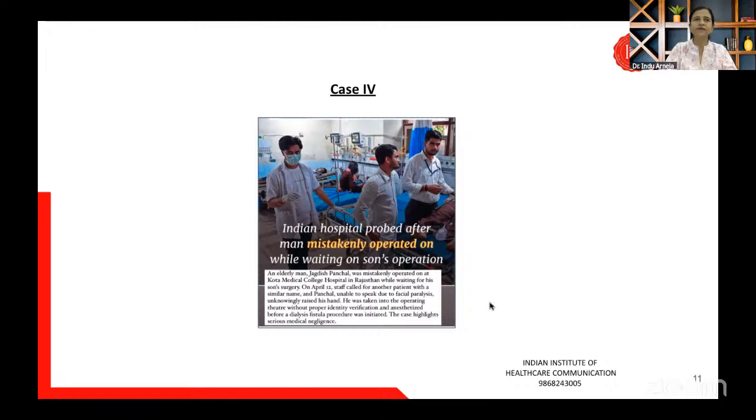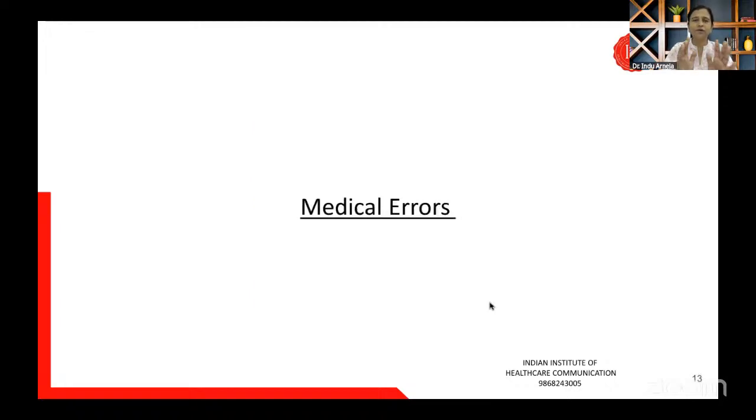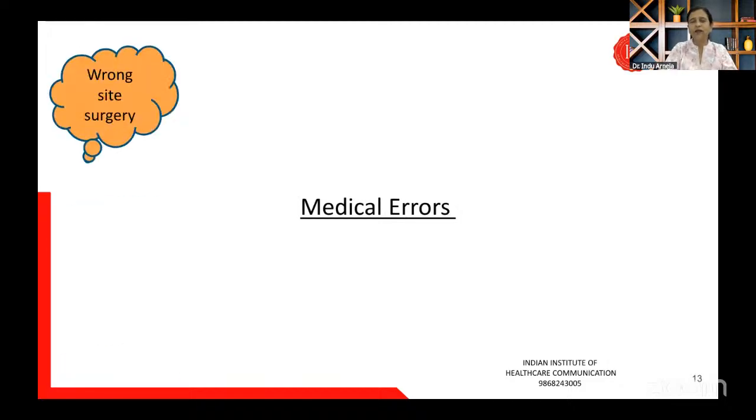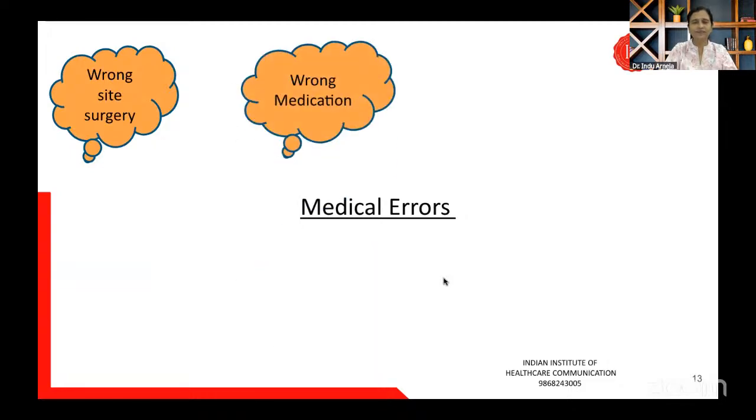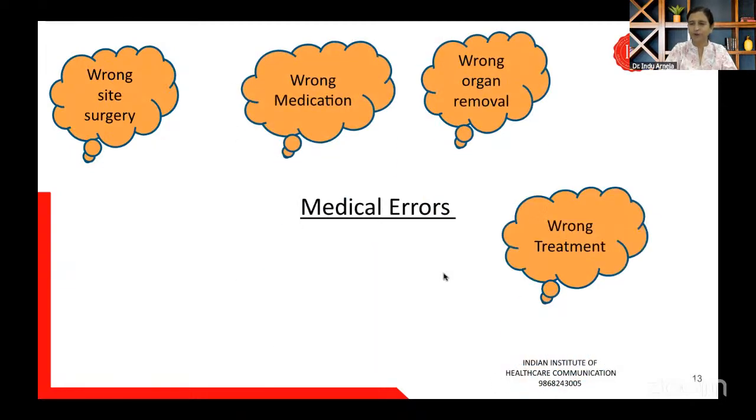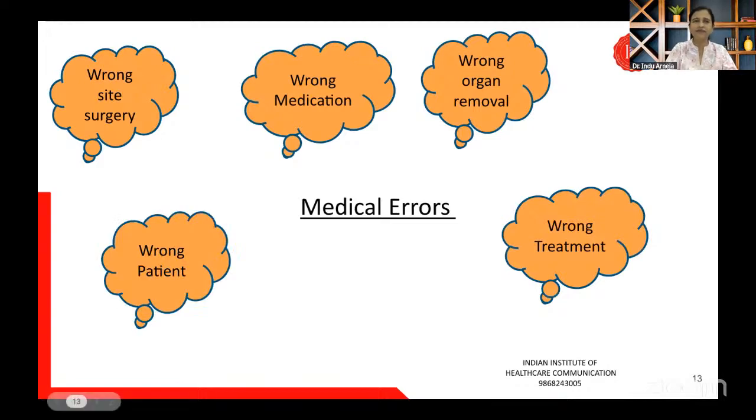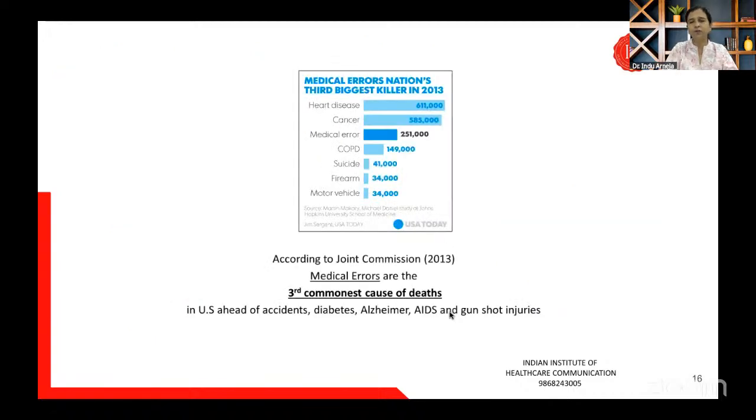So these are a few examples, I think, that bring to our understanding that a lot of errors happen around us, and we can't disagree with it. We know a lot of wrong side surgeries, wrong medication, wrong organ removal, wrong treatment, wrong patient. These are very, very common, and we see them happening around us. And if I go by the report by the Joint Commission, medical errors are the third commonest cause of death.